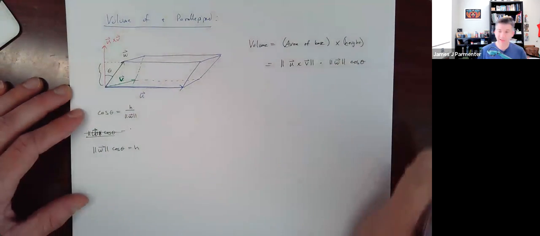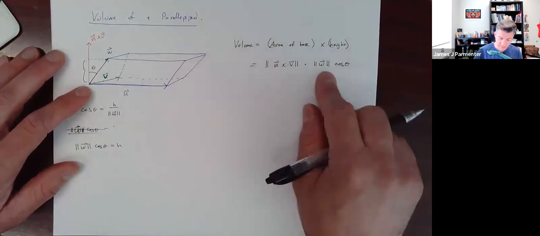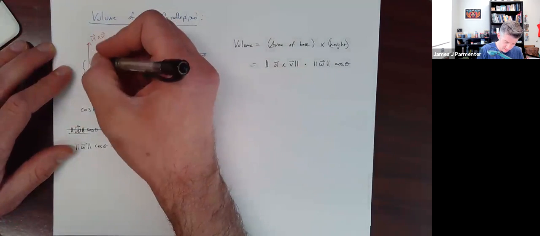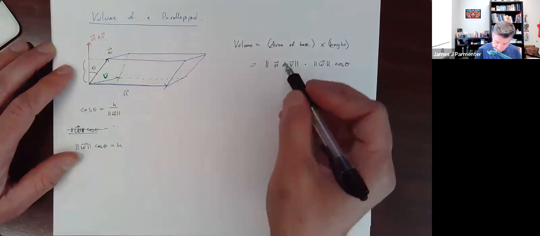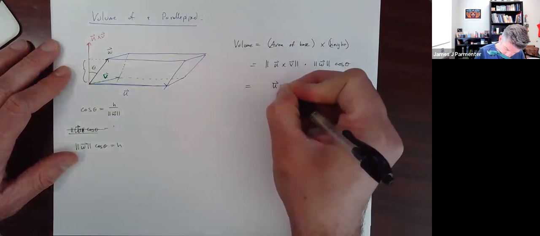But look, that looks like a dot product. You have the magnitude of something times the magnitude of something times cosine of the angle between them, right? Because here's your one something, U cross V, here's your other something. So this is really the dot product of this with that.